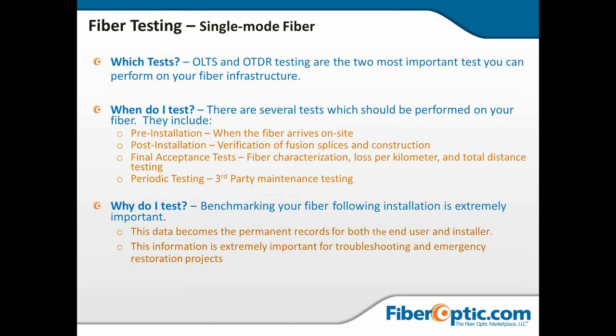So the optical loss test set, power meter and light source, and the OTDR are the two most important tests. Again, pre-installation when the fiber arrives on site, and post-installation. This is where we verify our fusion splices, all the construction. We typically do this including 1625 so that we can see if there's any macro bends. We can correct everything, redo, do our reburns. There's going to be reburns. It's not a failing, it's simply part of the process.